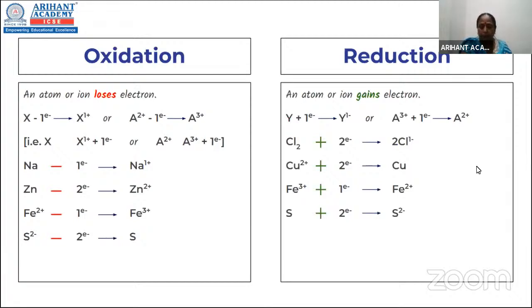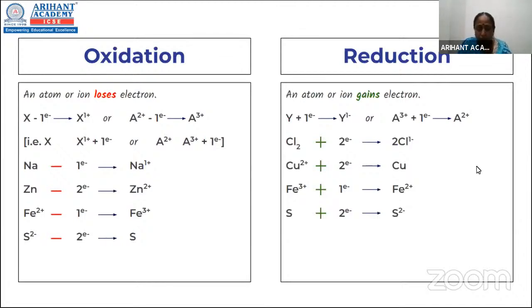LEO GER, a short line. LEO is loss of electron, oxidation, and GER is gain of electron, reduction. So if you're ever confused whether this thing is undergoing oxidation or reduction, you have to repeat LEO GER. Loss of electron, oxidation; gain of electron, reduction.